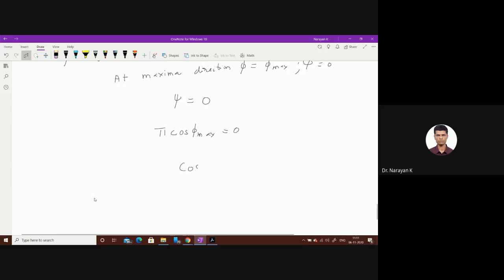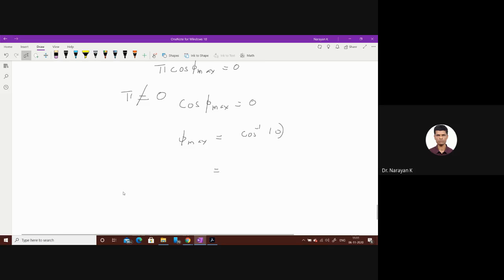Agreed? Yes, sir. Then cos of phi maximum is equal to 0 because pi cannot be equal to 0. Therefore, cos of phi maximum is equal to 0. So phi maximum is equal to cos inverse of 0. What is that? 90 degrees. Agreed? So you can write it as plus minus 90 degrees, or 90 degrees or 270 degrees.